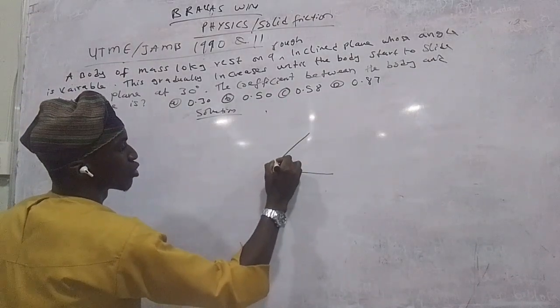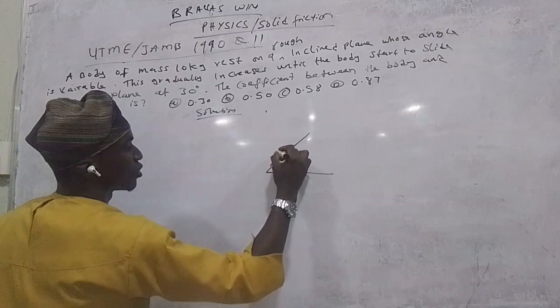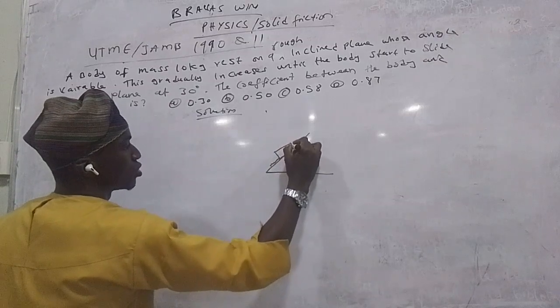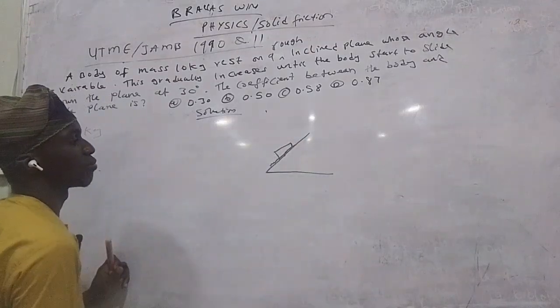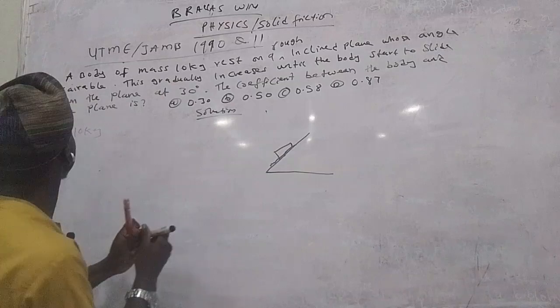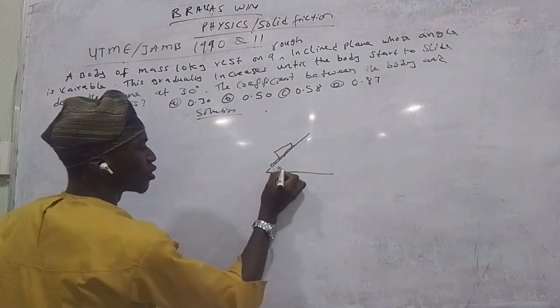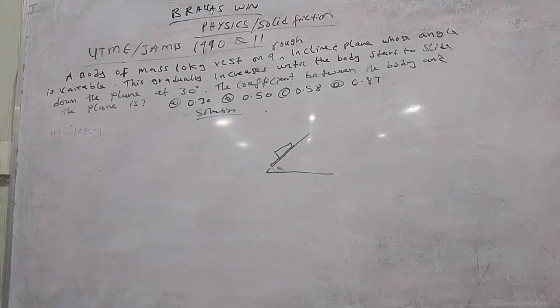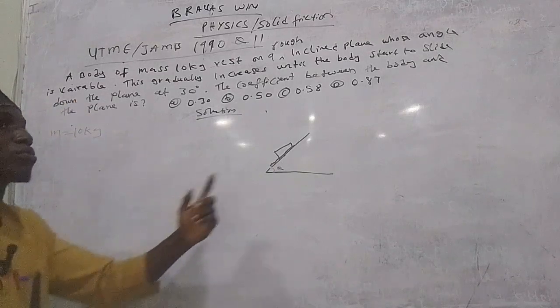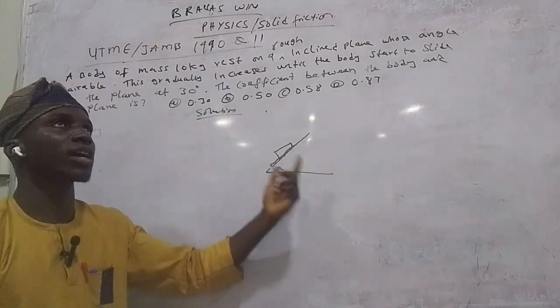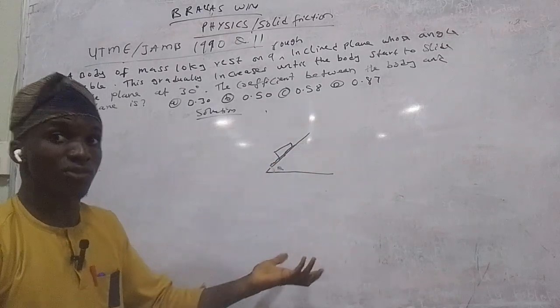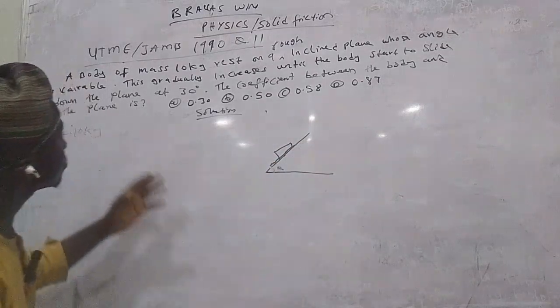The inclined plane is rough, which means there will be higher friction on it. So this is a body that rests on a rough inclined plane whose angle is variable. The angle theta of this inclined plane is variable, that is, it's changing. Maybe it's from 0, now they are increasing it to 10, 20, 30, 40.